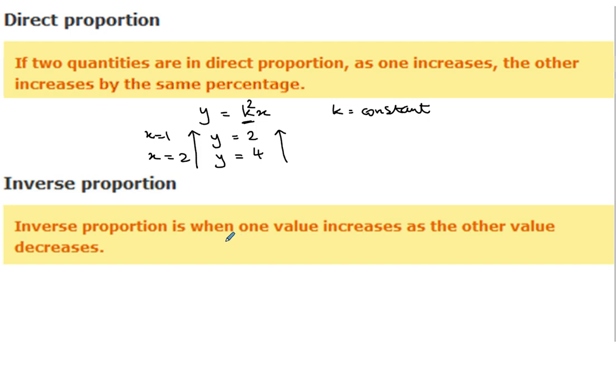Inverse proportion is when one value increases as the other one decreases. So that's normally written as k over x. Let's again make k 2. So when x is 1, y would be 2 divided by 1, which is 2. When x equals 2, then y will be 2 divided by 2, which is 1. So can you see when x goes up, y is actually going down? All right, that's all you need to know.